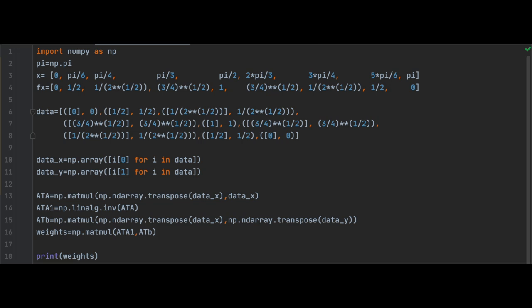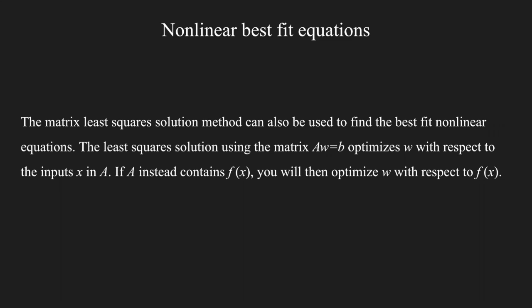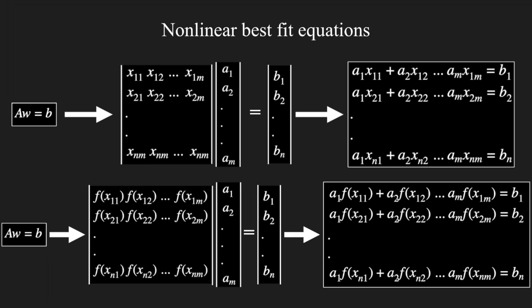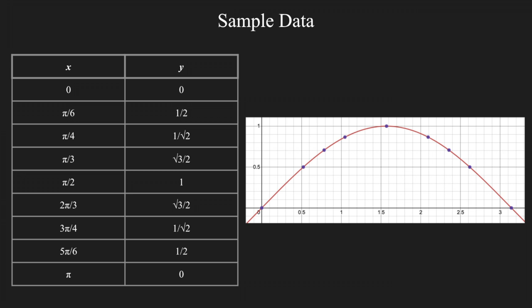It should be noted that linear models aren't useful in all situations, like daily temperature or population growth. Linear models also cannot accurately predict data following sinusoidal, logarithmic, exponential, quadratic, cubic trends, and so on. To solve this issue, we simply need to substitute x with f of x, and our programs will optimize for f of x. Here is an example using a sine wave.